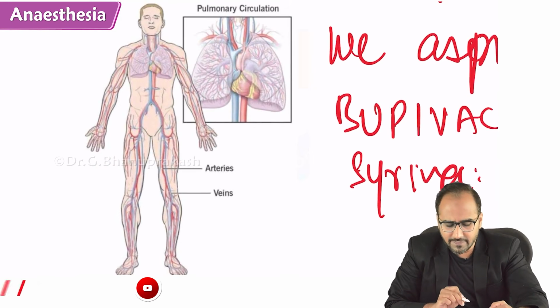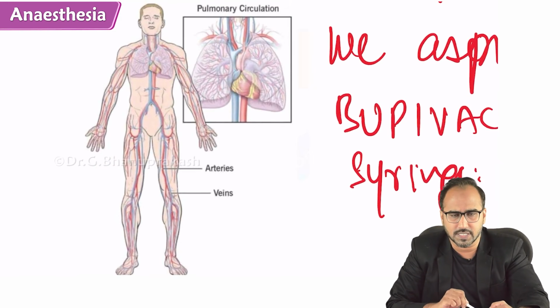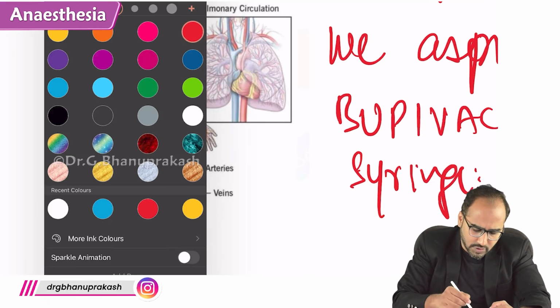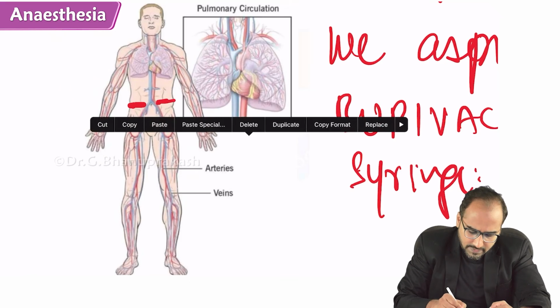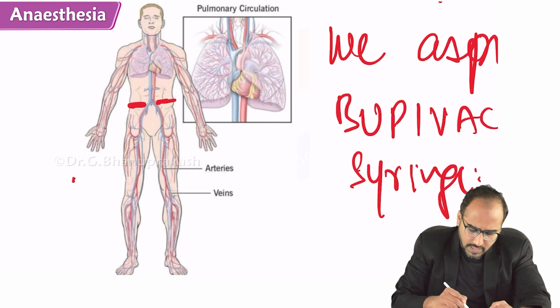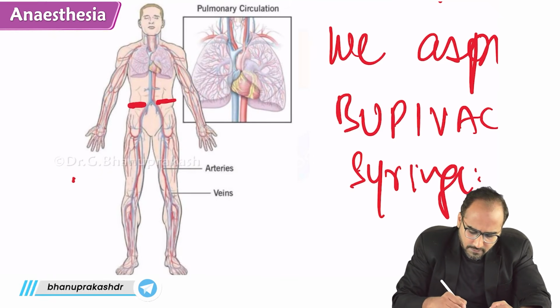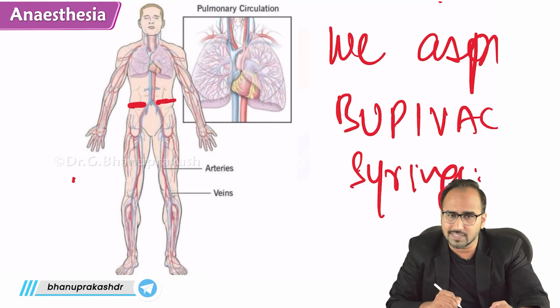So imagine I have given spinal anesthesia to this patient. If I give spinal anesthesia to the patient, what will happen, guys? The sympathetic activity of the lower part of the body will be gone, right? If the sympathetic activity of the lower part of the body is gone, what will happen to the blood vessels?